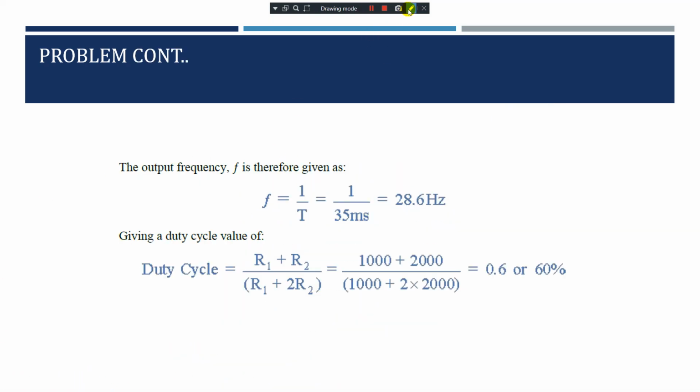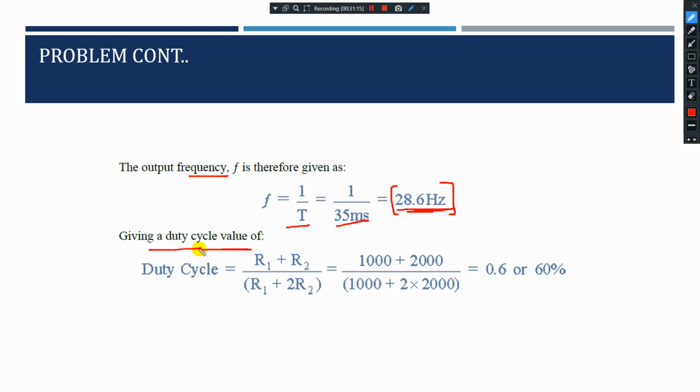Next, we need to find the frequency and duty cycle. That's what they have asked. So frequency is equal to 1 divided by time. What is the value of time? 35 milliseconds. So 1 divided by 35 milliseconds is 28.6 hertz. This is the frequency. Frequency is measured in hertz.